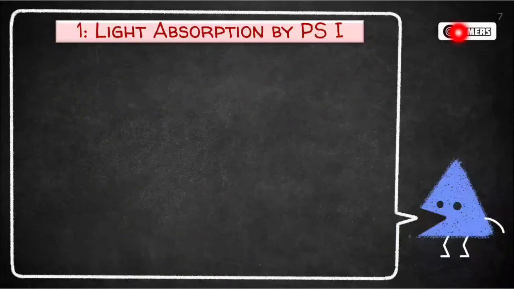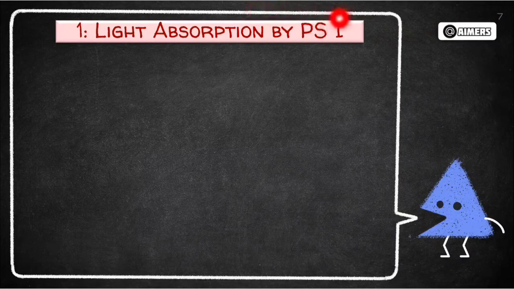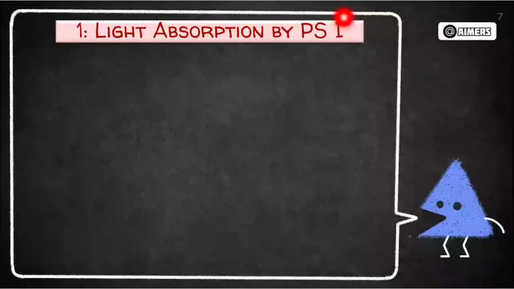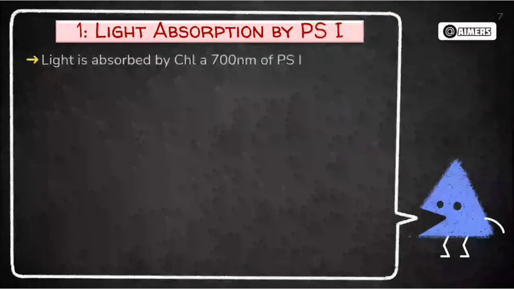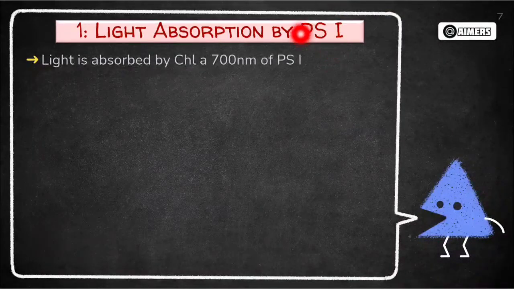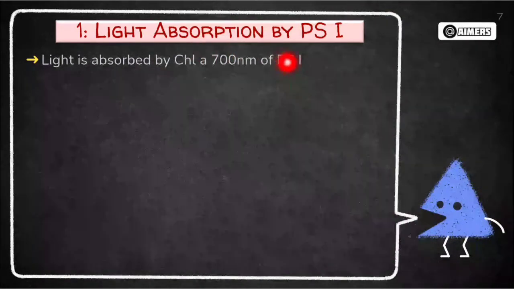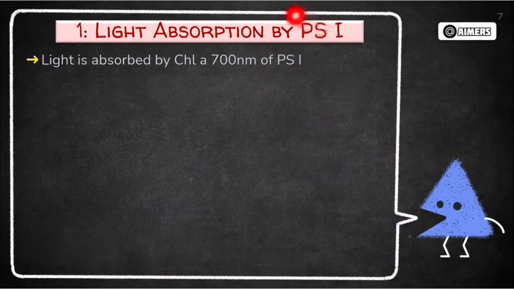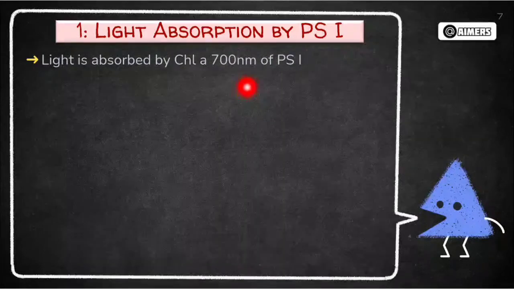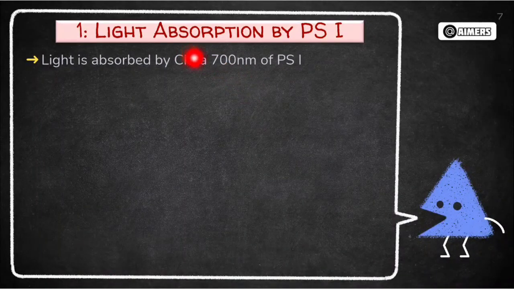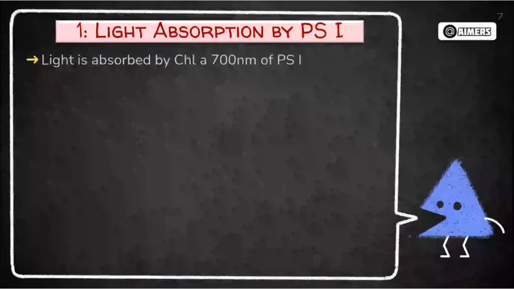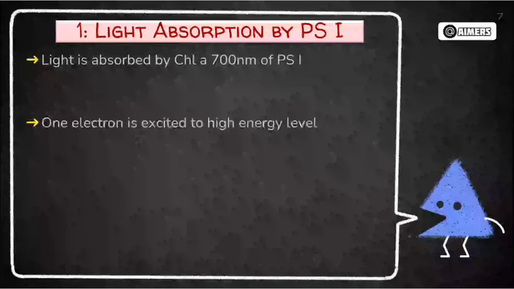So students, the first step is light absorption by photosystem 1. The process is entirely the same as that of non-cyclic photophosphorylation. The light energy falls on the chlorophyll A molecule of the reaction center of photosystem 1, which can absorb a maximum wavelength of 700 nanometers. Antenna pigment molecules trap all of the light energy and transfer it towards the chlorophyll A of the reaction center, and by absorbing light energy, the electron is excited to a higher energy level.